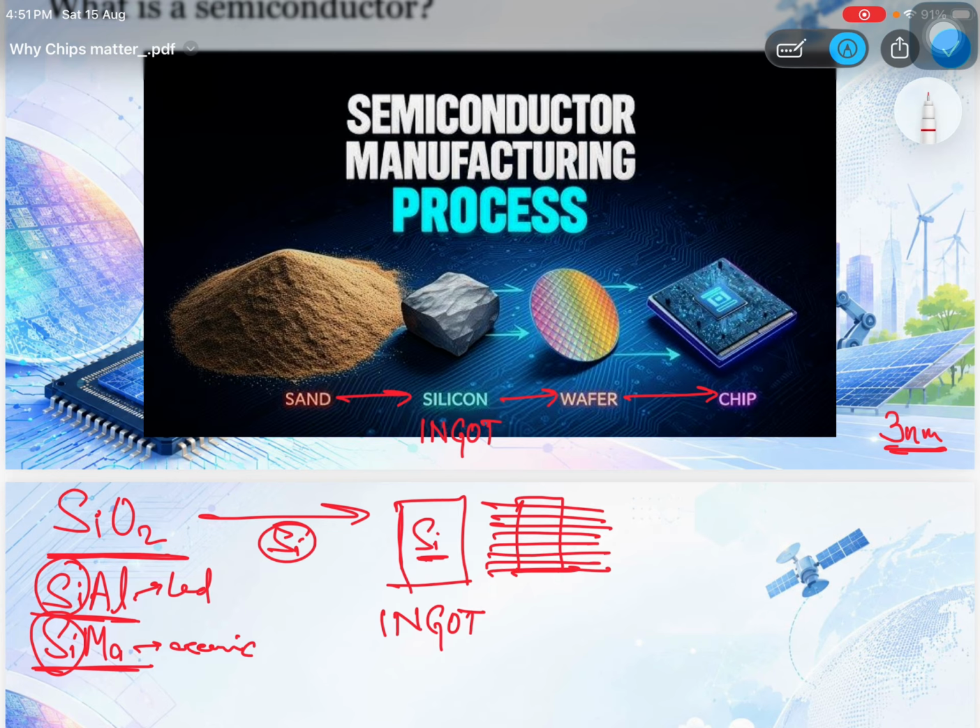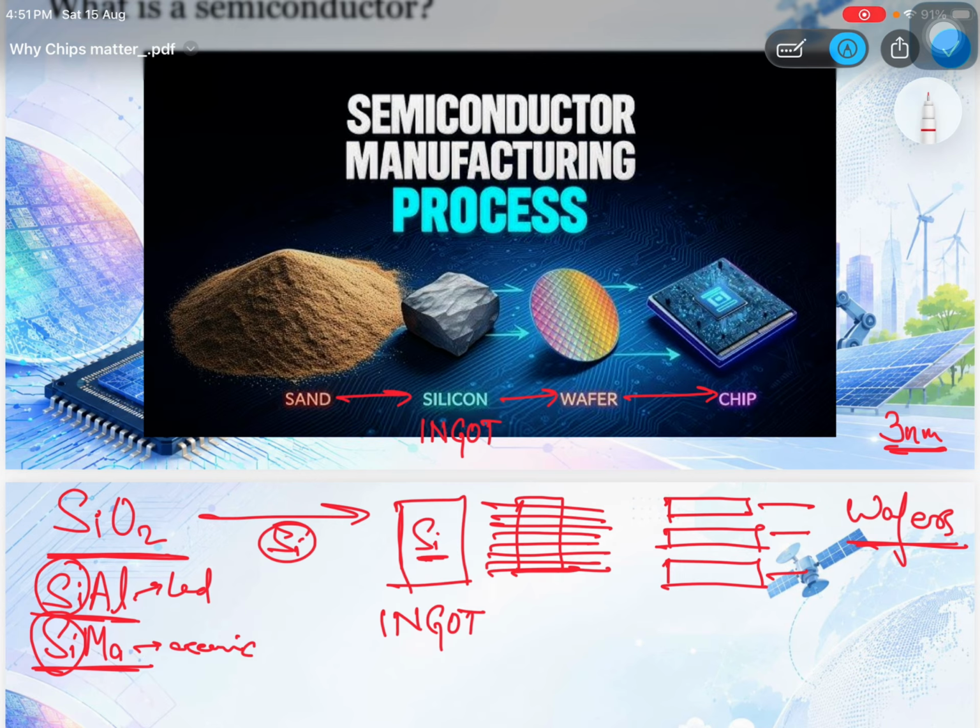So we are getting very thin slices, very thin surfaces, from the ingot. These individual surfaces are known as wafers. Wafers you already know from chocolates, that chocolates are made up of wafers, the sugary wafers.